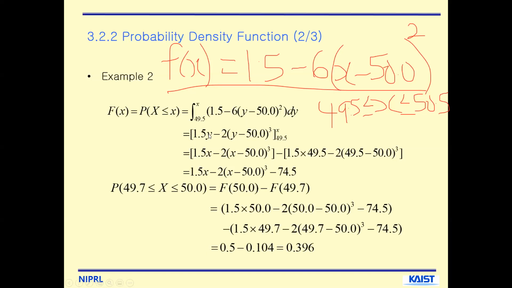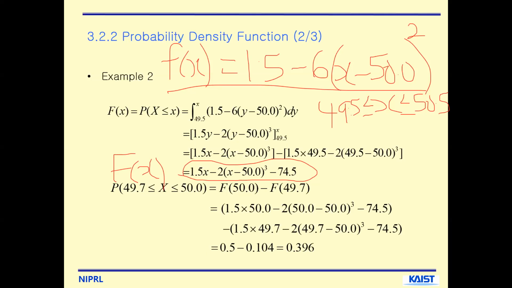Integrating this right now, this is what I'm going to get. Then I'm going to plug in x first, then plug in 49.5, that's what I got. And this is F of x, the CDF at a point x. That's going to be the CDF at a point x. The CDF at a point x will be in terms of x. Can you see that now?